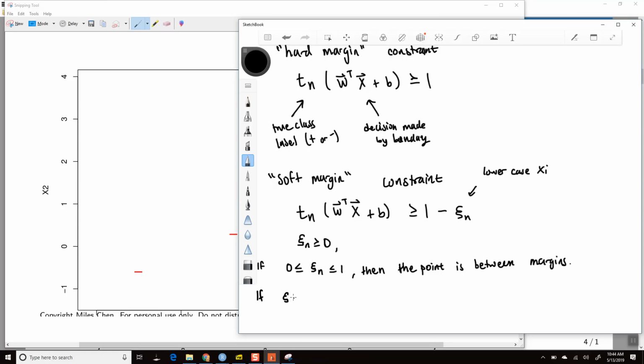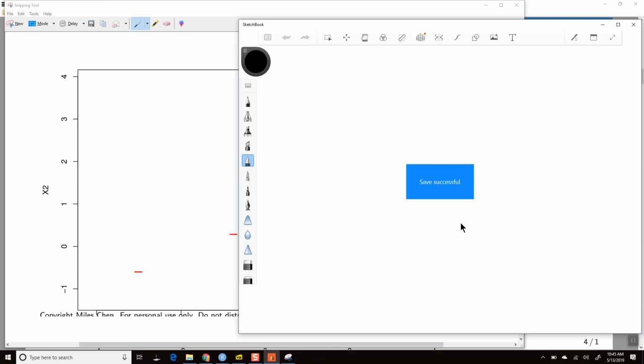And if xi is greater than 1, then the point is actually on the wrong side of the boundary. So what we would rather not have is xi's that are greater than 1, because that means our points are on the wrong side of the boundary. So what we're going to do is try to minimize the w part plus the sum of the xi's. Ideally, all these xi's are close to 0. But we'll try to minimize the sum of both our w's and our xi's.